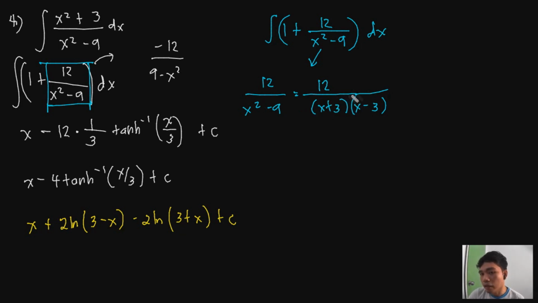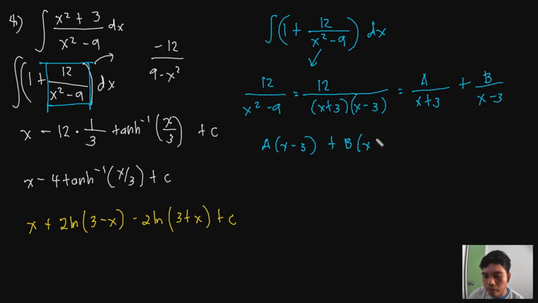So in this case, I'll be using A over x plus 3 and then plus B over x minus 3, not x squared minus 9, no? Bakit? Kasi I was able to factor this out into two linear terms. So, in short, you have to factor the denominator first before you apply yung partial fraction decomposition. So, that's a must in this case. Okay, so we have this, and then we have A times x minus 3 and then plus B times x plus 3, and then this is equated to the numerator, which is 12.